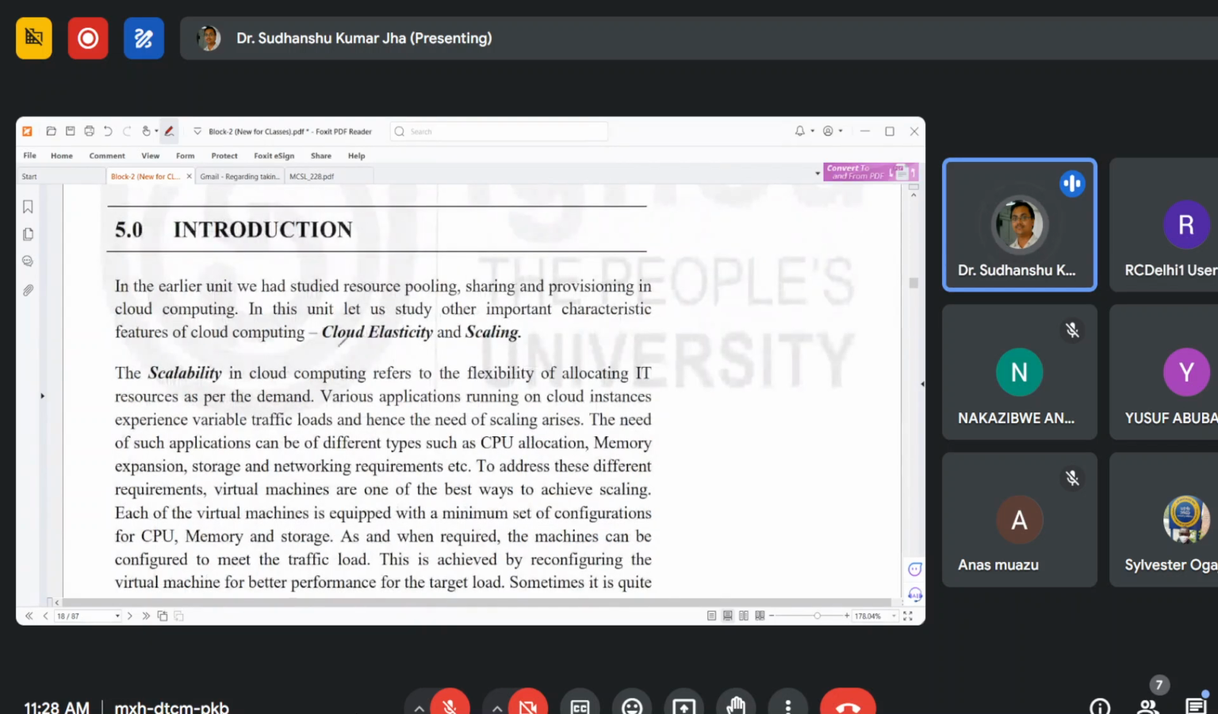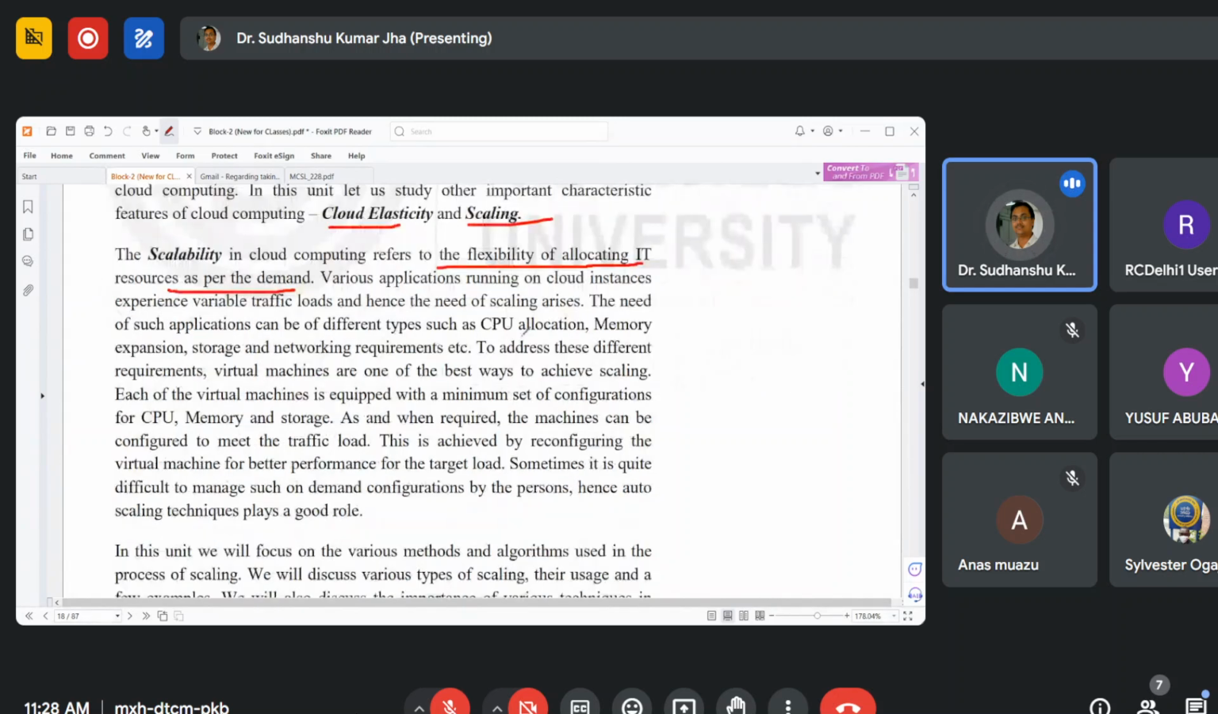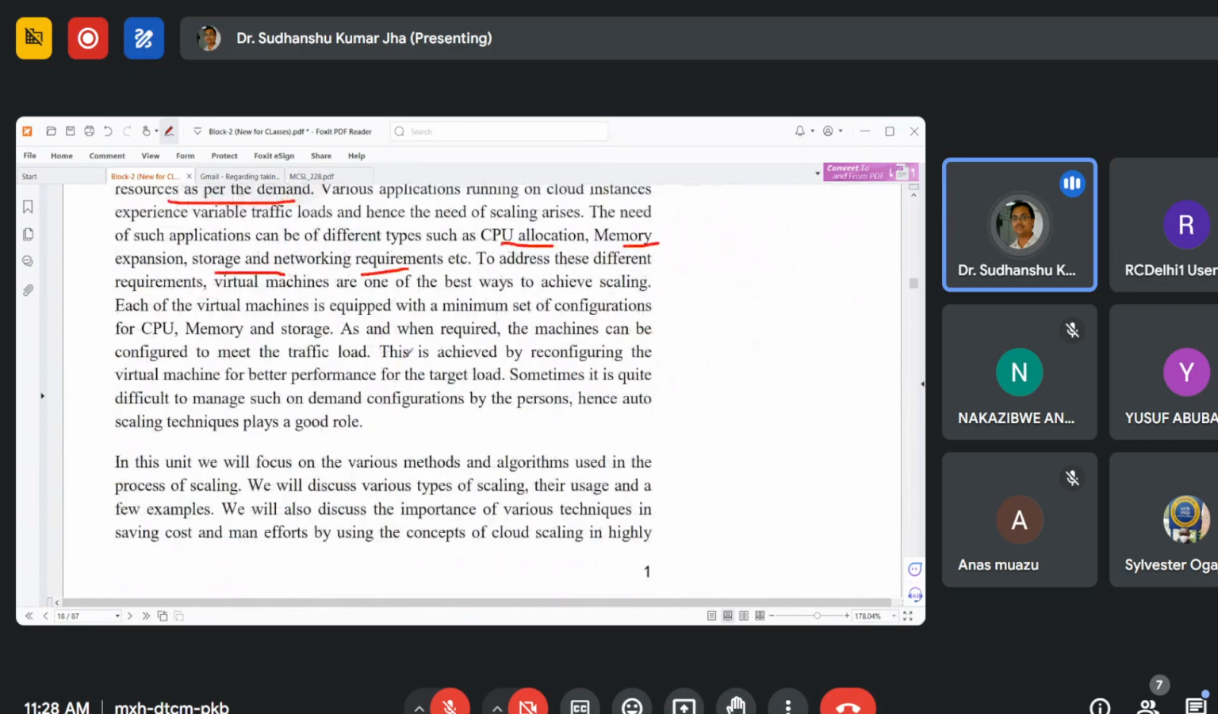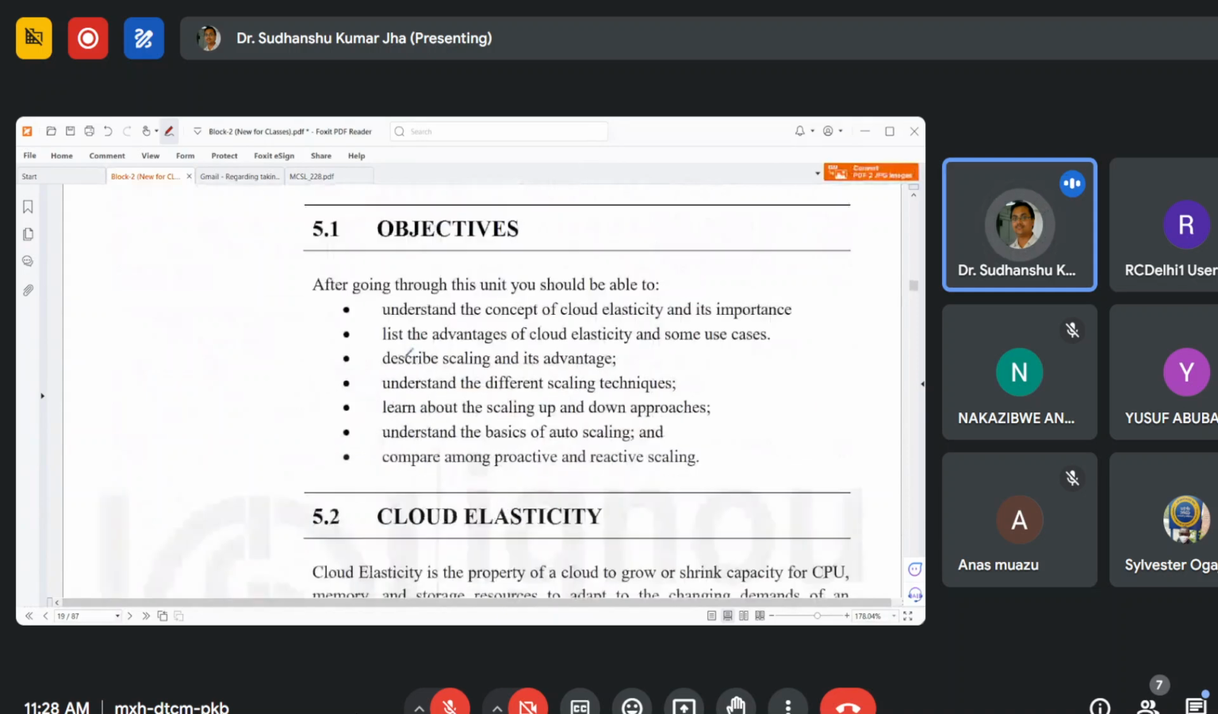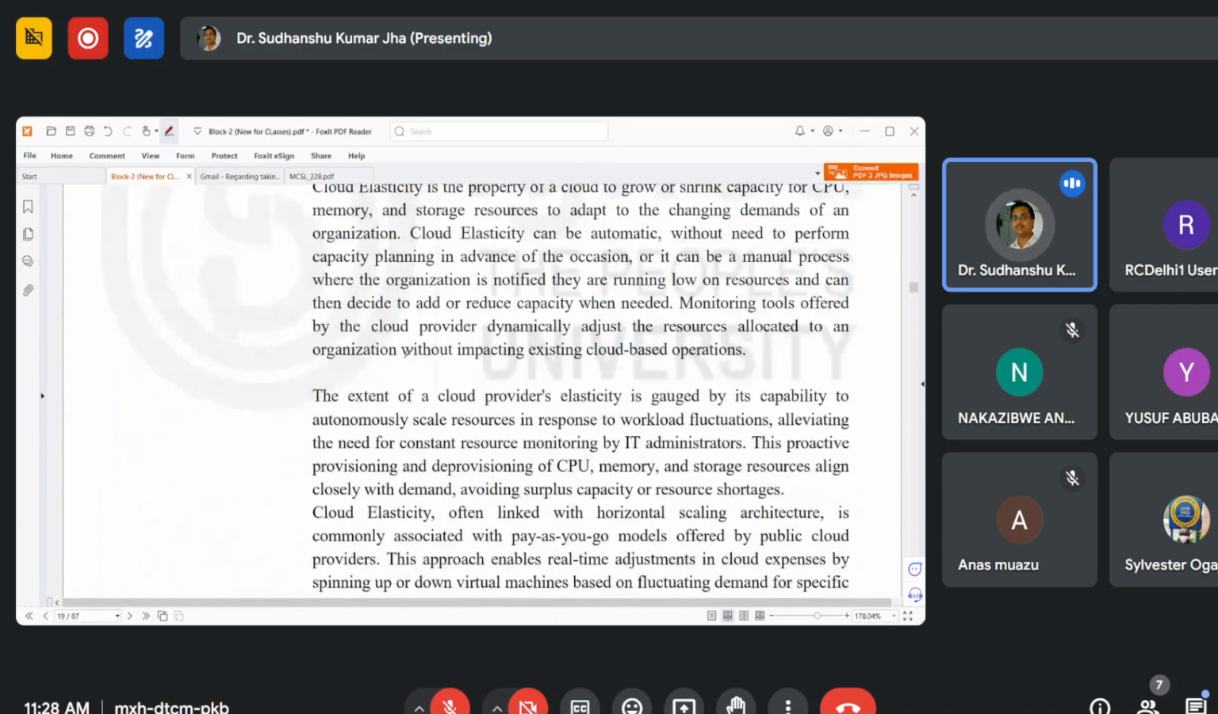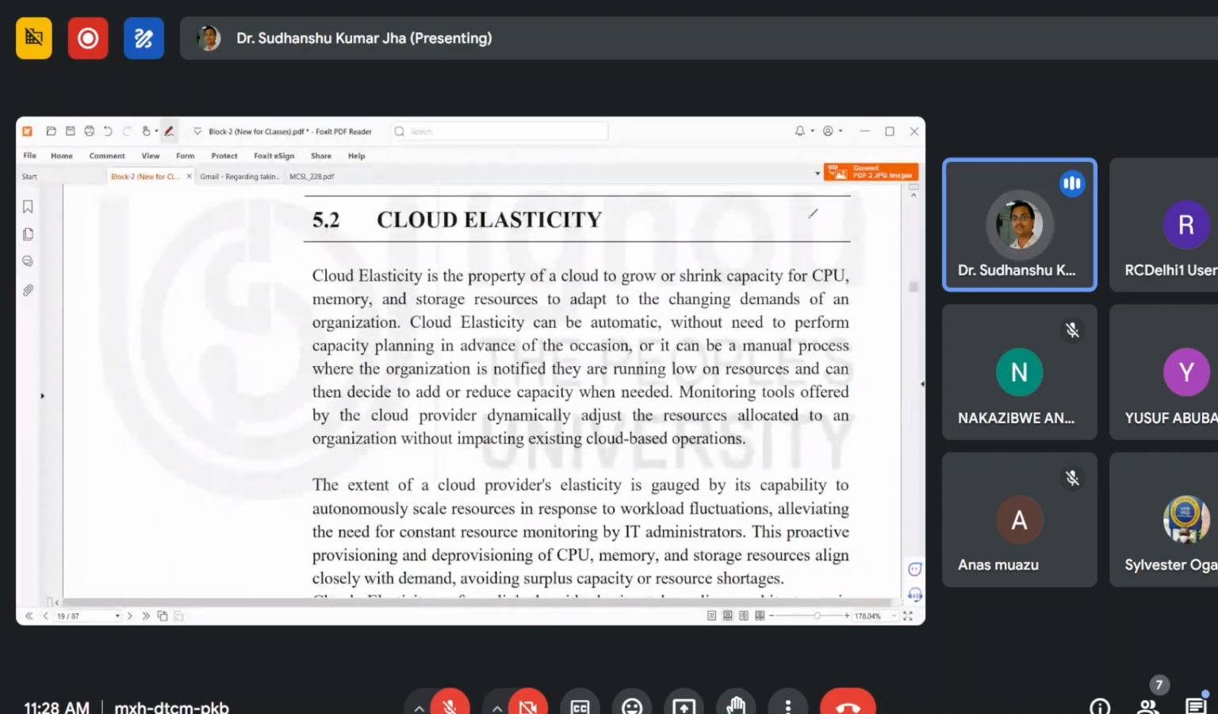So we have two concepts here: cloud elasticity and scaling. Scalability refers to the flexibility of the allocation of resources as per the demand, and the resources may be anything: CPU allocation, memory expansion, storage, network requirements, etc. We have already seen all these concepts. So cloud elasticity basically refers to a property of the cloud that it can grow or shrink the capacity of whatever resources you may have.